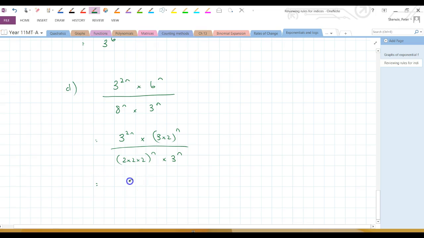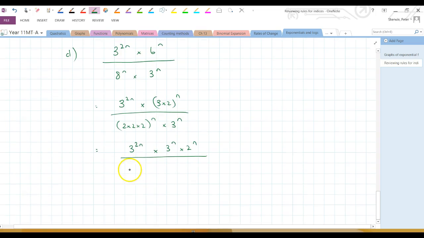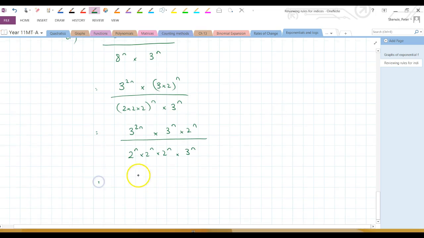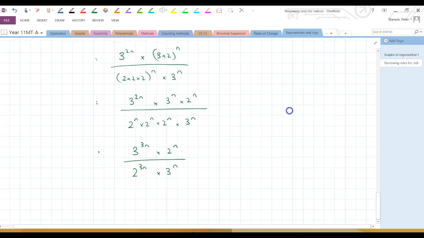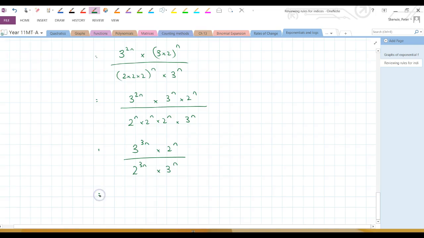So 3 to the power of 2n, that holds. Now this becomes 3 to the power of n by 2 to the power of n. That's all good. And underneath here becomes 2 to the n by 2 to the n by 2 to the n by 3 to the n. And tidying that up now becomes 3 to the power of 3n on top by 2 to the n, and underneath 2 to the power of 3n by 3 to the n. Okay, so what can we do about this?